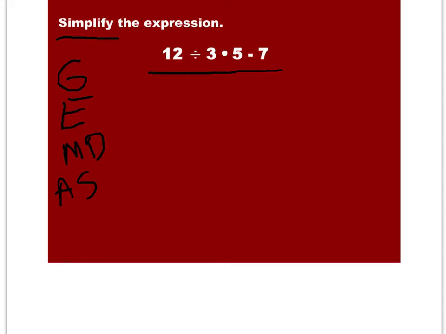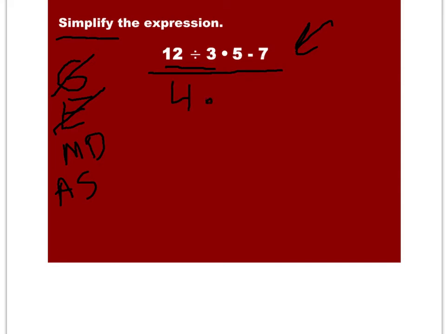So that step's done, and now I'm going to go to the next step. And that's E for exponent. I do not see any exponents here, so I'm going to go to the next step. That step is multiply or divide. And remember what I said, you do those left to right. Multiply doesn't always come first. So let's look at our problem. We have 12 divided by 3. 12 divided by 3 is multiply or divide, so I'm going to do that first. So 12 divided by 3 is 4.